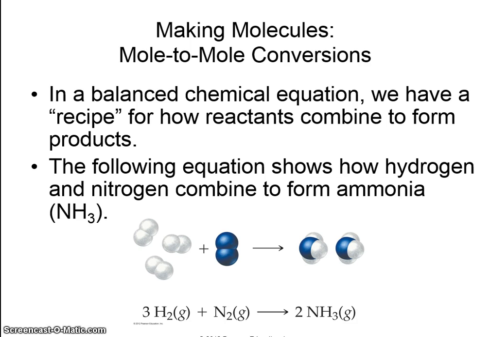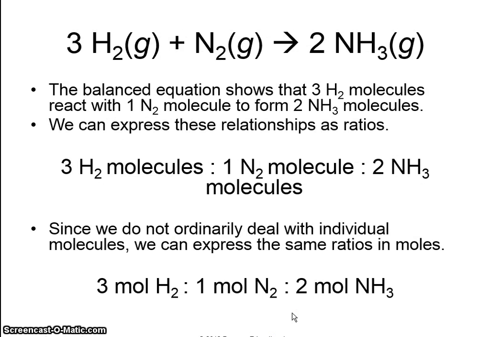So let's talk about mole-to-mole conversion. In a balanced chemical reaction, we have a recipe, if you will, for how reactants combine to form products. This is the same reaction we just looked at and gives you the same kind of ratios that we saw when we were talking about pancakes. 3 moles of hydrogen and 1 mole of nitrogen gas equals 2 moles of ammonia gas, or in this case molecules. But we can express this relationship in moles like we see down below in the bottom equation.